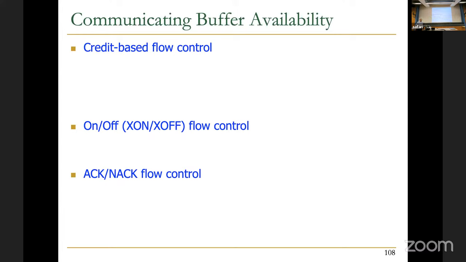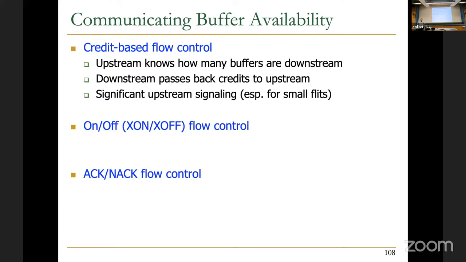Any question? So in a network, when you have buffers, you somehow need to communicate buffer availability. These are three very high level ways to communicate that. One is credit-based flow control, where the upstream router knows how many buffers are available in the downstream router. The downstream router passes back credits to upstream, like the number of available buffers, and basically the upstream router can make decisions based on that.